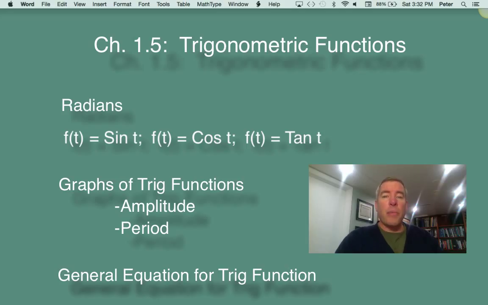You're going to find that in calculus we don't deal as much with the unit circle as we do with the sine and cosine graphs on the coordinate or the Cartesian plane. So maybe a little bit of an adjustment for you.